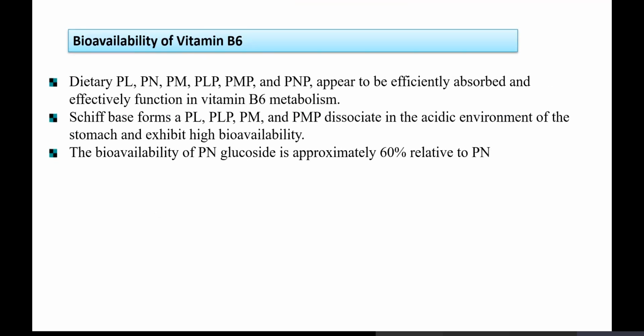The bioavailability of all these forms appears to be very good, and all of them are efficiently absorbed and effectively function in vitamin B6 metabolism. The Schiff base forms PL, PLP, PM, and PMP dissociate in the acidic environment of the stomach, and therefore exhibit very high bioavailability.